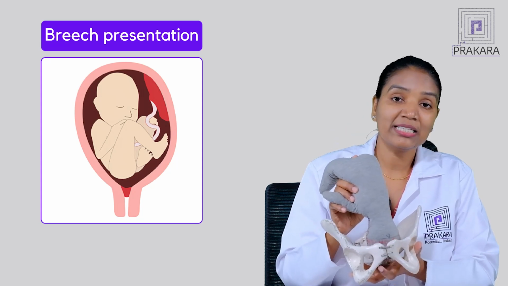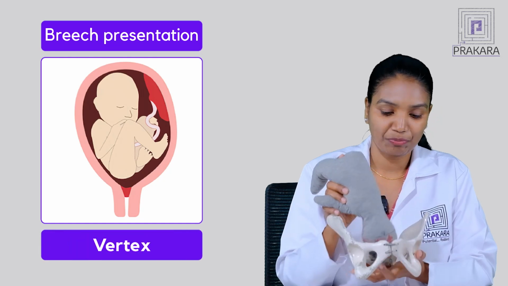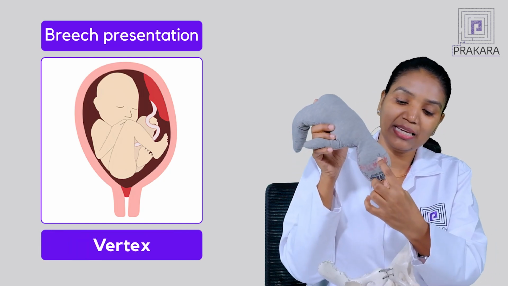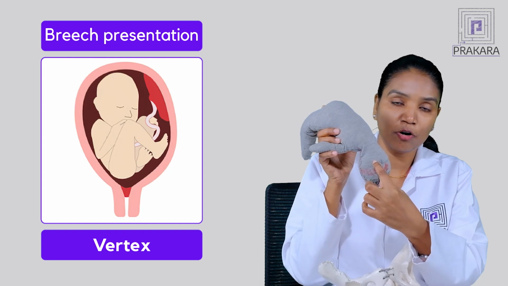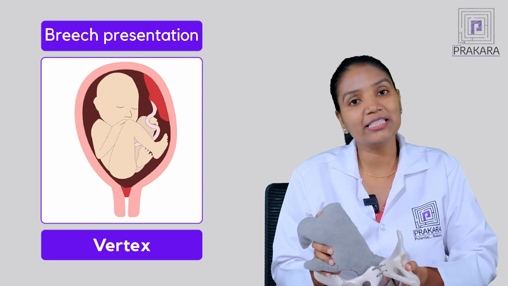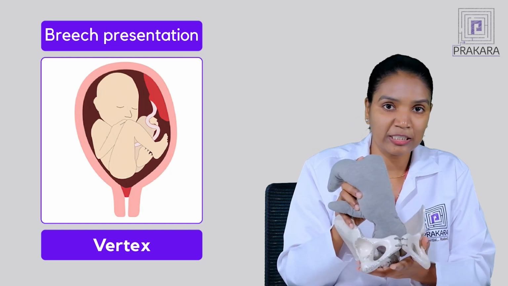The presenting part becomes the vertex. Vertex is a portion of the head, from the anterior fontanelle to the posterior fontanelle, that we call the vertex. It becomes the presenting part. We can say cephalic presentation as well as vertex presentation.